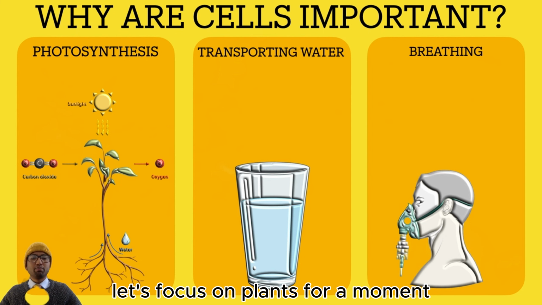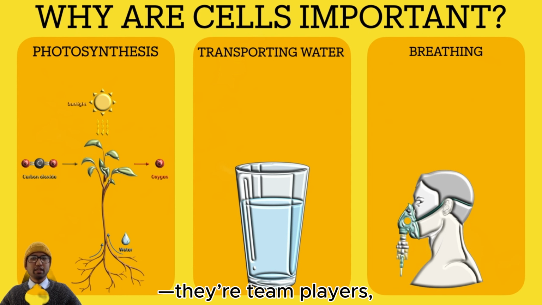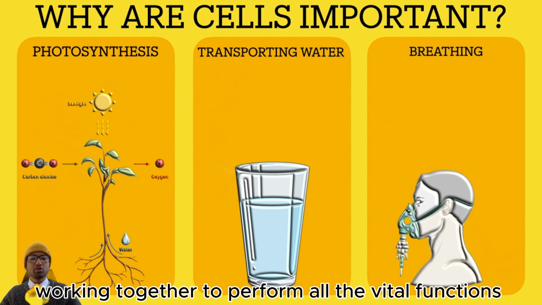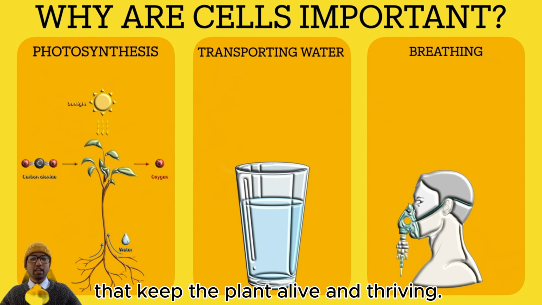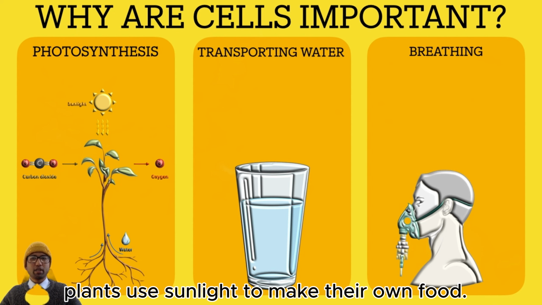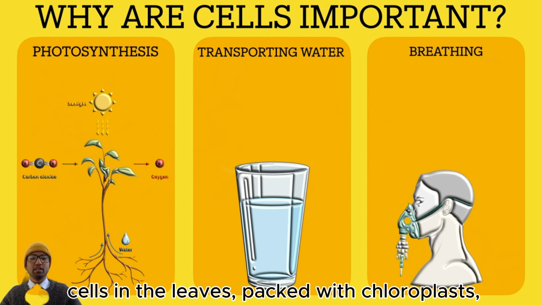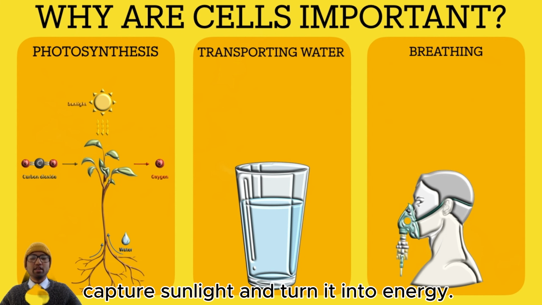Let's focus on plants for a moment. In plants, cells don't just work alone. They are team players, working together to perform all the vital functions that keep the plant alive and thriving. For example, photosynthesis is the process where plants use sunlight to make their own food. It's like having a built-in solar-powered kitchen. Specialized cells in the leaves, packed with chloroplasts, capture sunlight and turn it into energy.